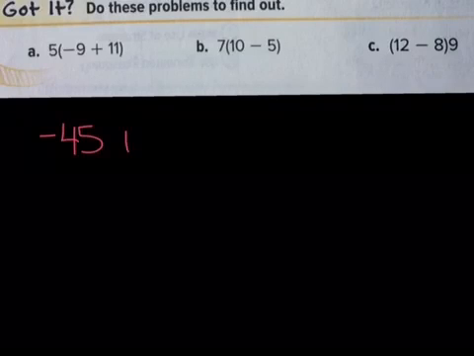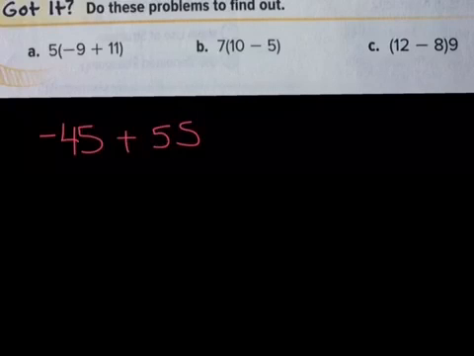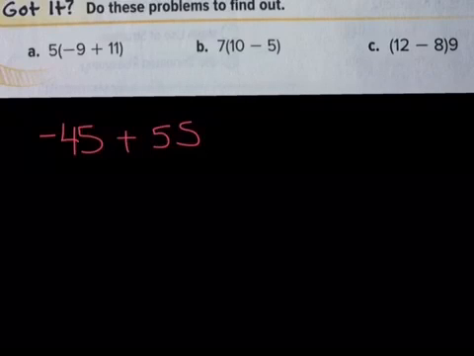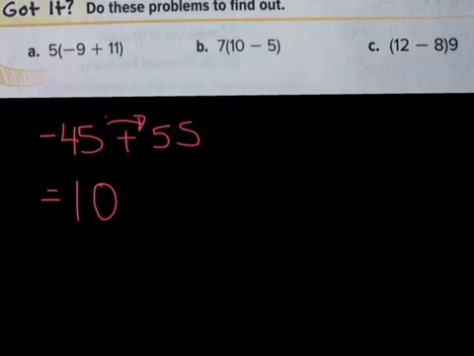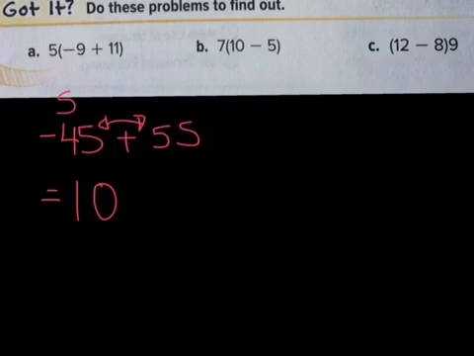5 times negative 9. A positive times a negative is a negative. That's going to give me negative 45. Plus 5 times 11 is 55. You see? And then when we solve for that, I simply get 10. Because if we were to rewrite it so that it makes more sense, it's essentially 55 minus 45. Okay?